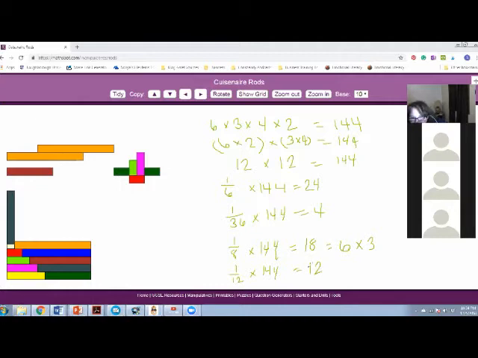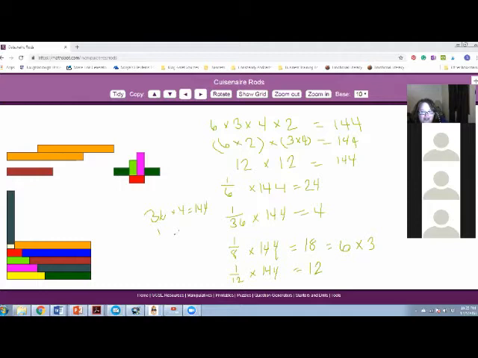Now, how many more multiplication statements? Let's try multiplication statements too. So from this one, I could divide 36 times 4. If a 36th of 144 equals 4, then 36 times 4 equals 144. What else can I learn from that? Eighteen times eight is 144. And 1/18 of 144 would be what? Eight. And a 4th of 144 would be what? 36.